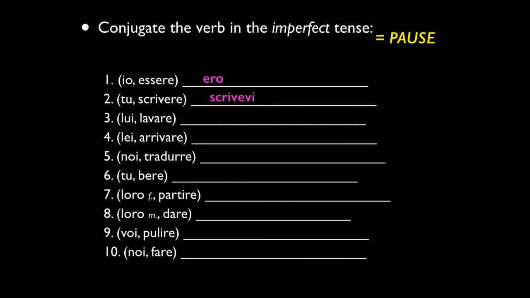Alright, pause it and restart it when you're done working on 3 through 10. Alright, the next one, 3, lui lavava, he was washing. 4, lei arrivava, she was arriving. 5, noi traducevamo, that's we were translating. That one's going to come up a lot, I'm pretty sure of it, but when it does, you can be confident that you know how to say we were translating something. 6, tu bere, bevevi. 7, loro feminine partire, partivano.